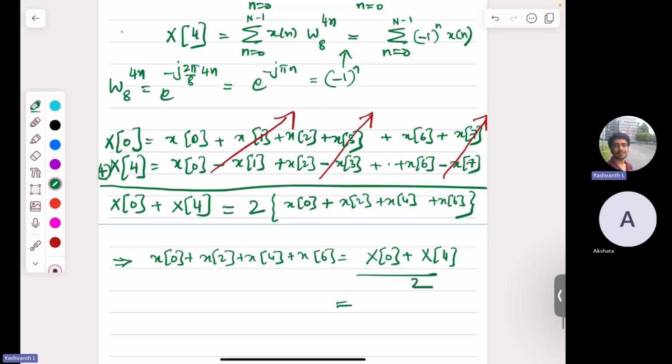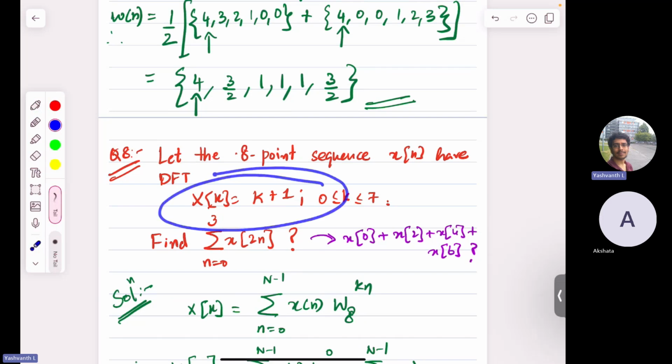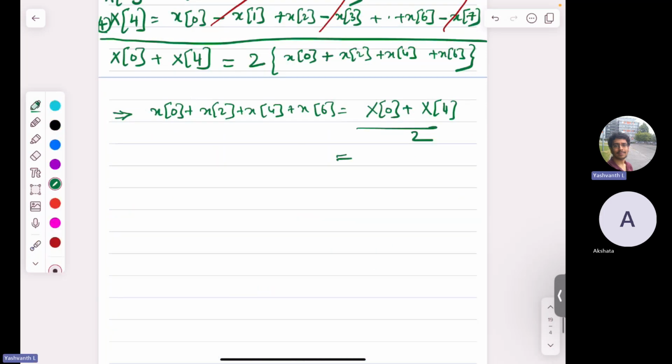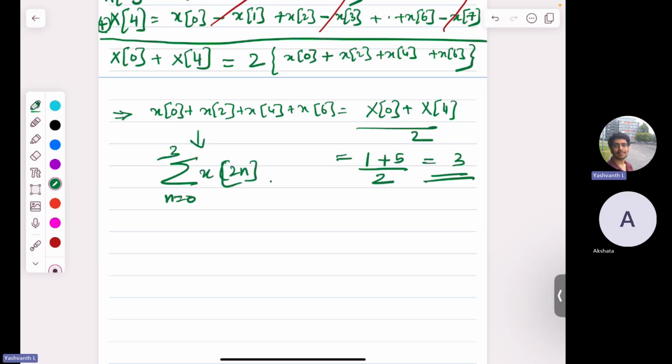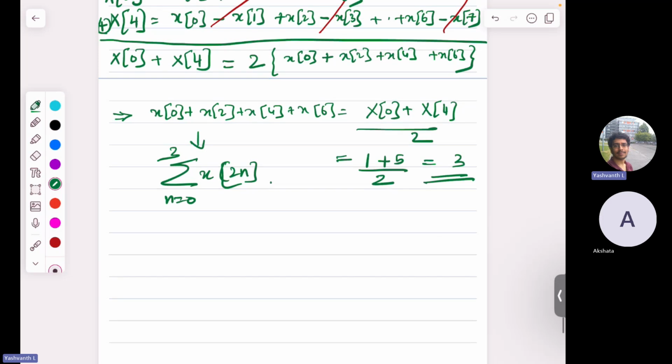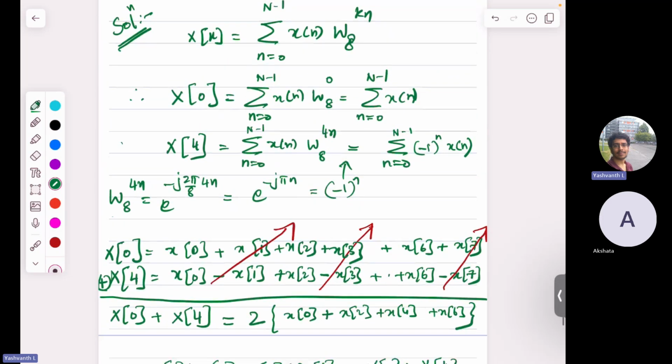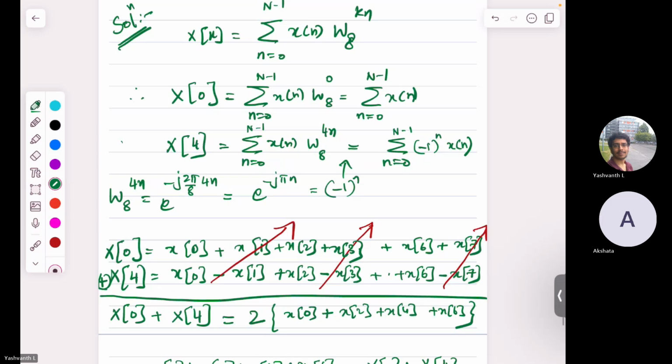But we know this. Why? Because it's given that X of k is equal to k plus 1. Therefore, X of 0 is nothing but 0 plus 1, which is 1, and X of 4 equals 5. Therefore, this is nothing but 1 plus 5 by 2, which is equal to 3. This is nothing but summation over n equal to 0 to 3 of x of 2n. Is it clear? Yes, sir, got the point. It's just merely by observing the definitions of your Fourier transforms.